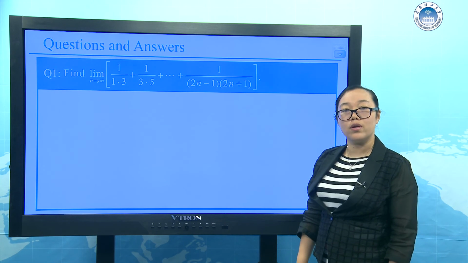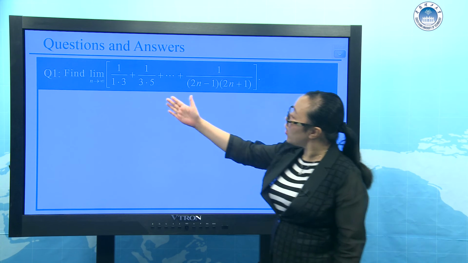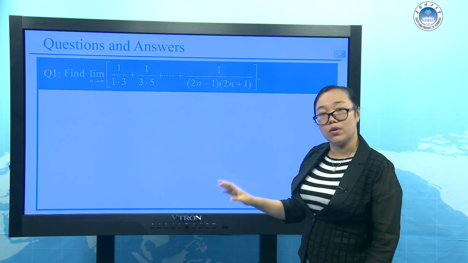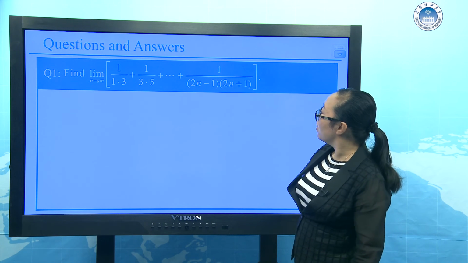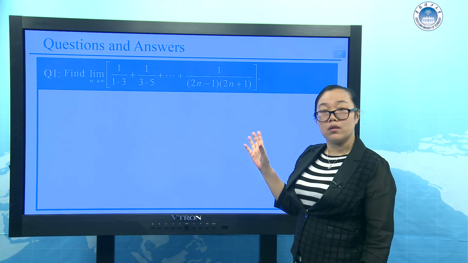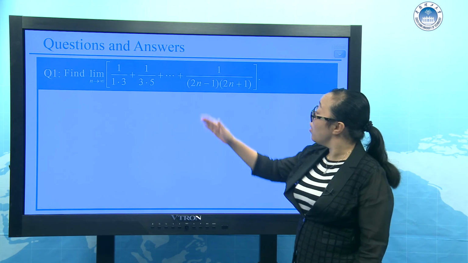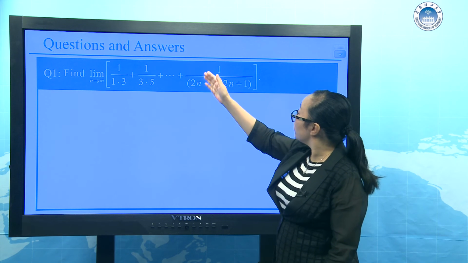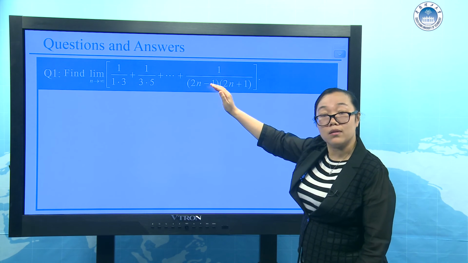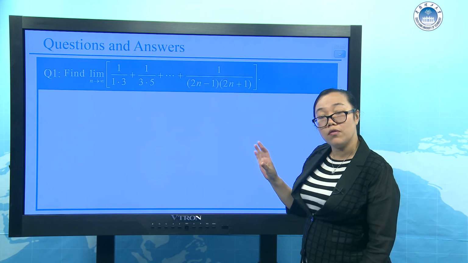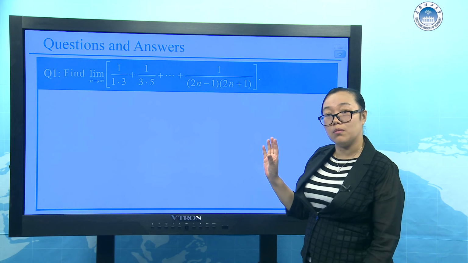So now look at the questions and answers. Question 1. Find the limit of this expression. It is different. Why is it different? How about the expression? How many terms are there? 1, 2, 3, 4, until the last, 2n minus 1. N tends to infinity means infinitely many terms.